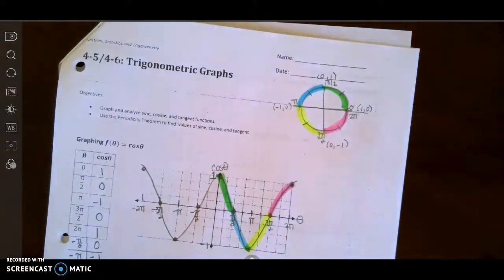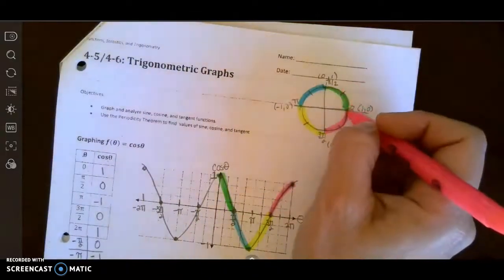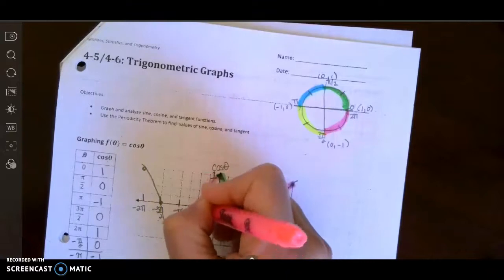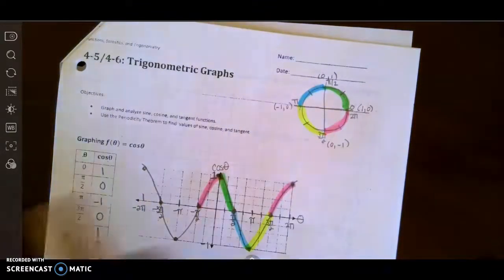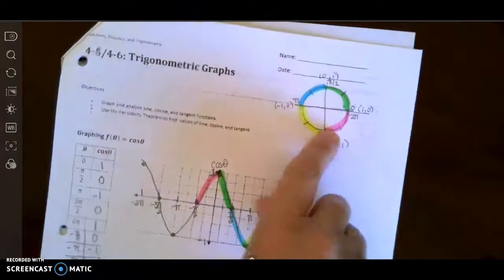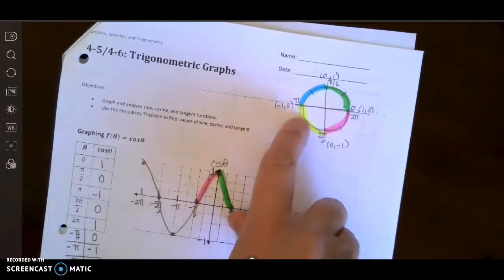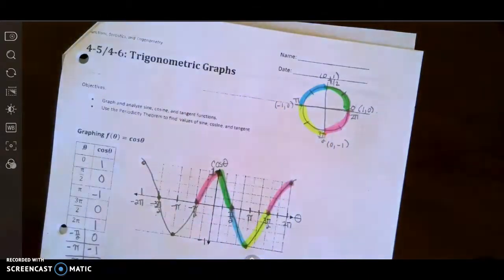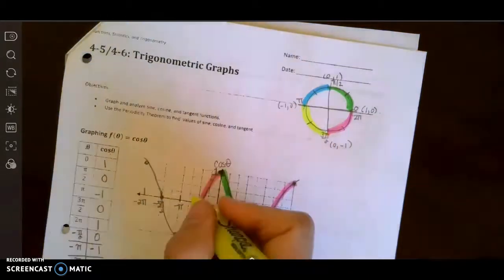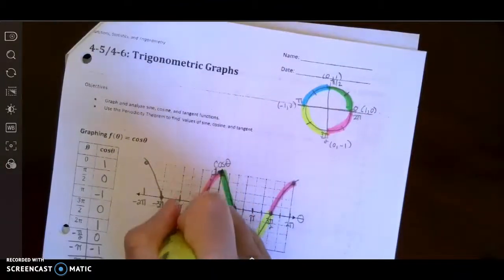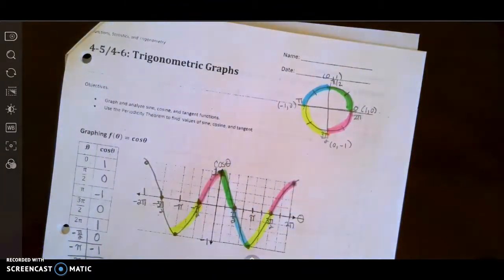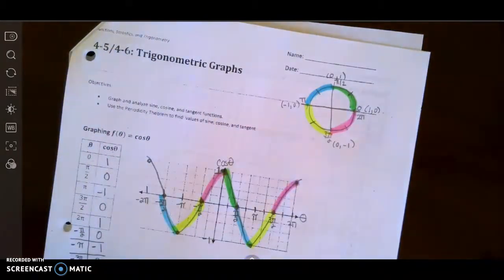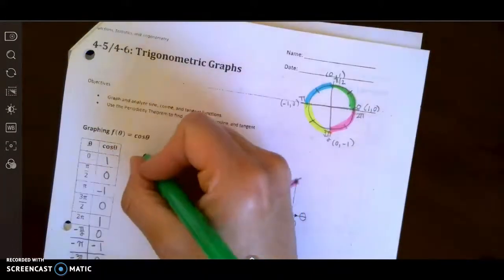Now notice, when we go the other direction, from 0 to negative pi over 2, that's my quadrant 4. And when I go the other direction, I'm going to have yellow from negative pi over 2 to negative pi. So that's going to be yellow. And then the other direction, I'm going to go blue. And lastly, I will do green.